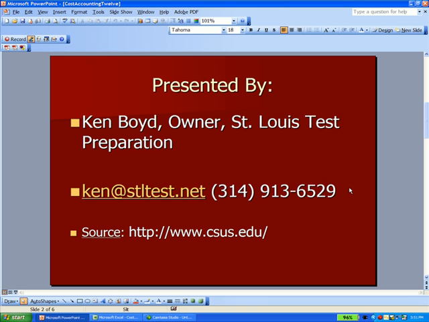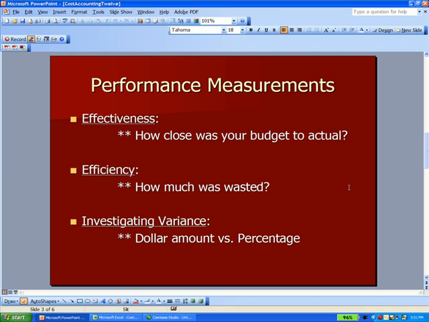I want to first define some terms when we're measuring performance. Now that you've done variance calculations and variance analysis, how can we use that to improve performance? First of all, effectiveness. How close was your budget to actual? The less variances you have, the closer budget is to actual, which means that your budget was effective.